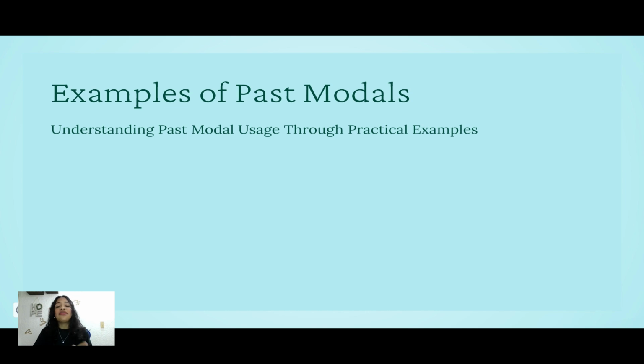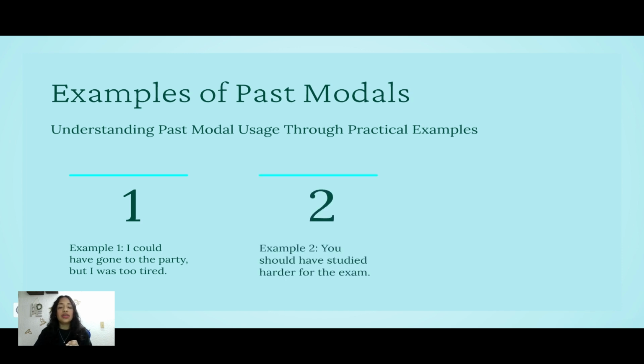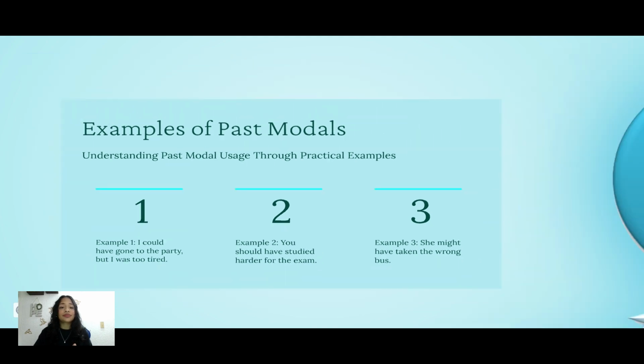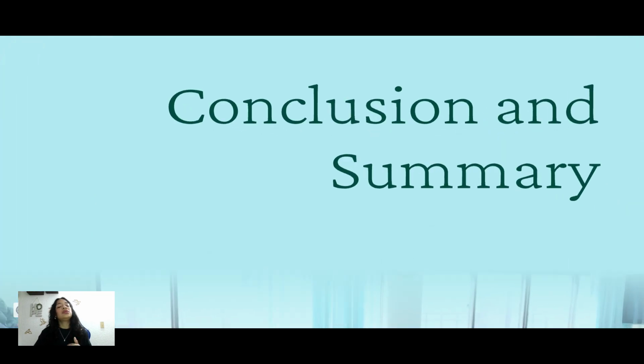And we have here a few examples about the use of that. First, could have: I could have gone to the party, but I was too tired. Next one, should: You should have studied harder for the exam. And the next one is might: She might have taken the bus.